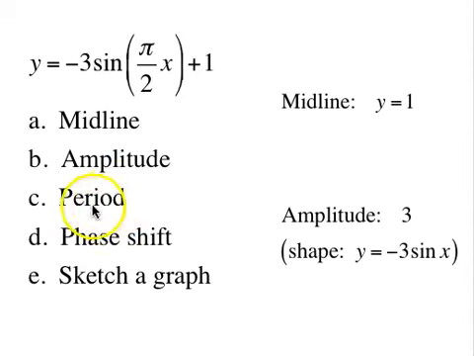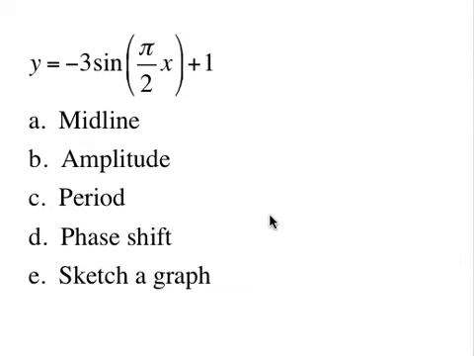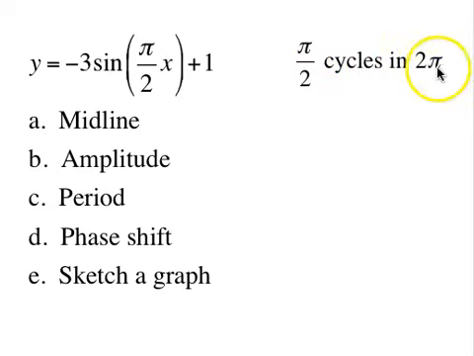Now the period is the interesting thing to look for. The period is based on this multiplier of x, sometimes called little omega. It looks like a W. This tells me how many cycles I get in 2 pi. So this pi over 2 multiplier tells me I'm going to have pi over 2 cycles in 2 pi. But I need to see what 1 cycle will be, because the period is how long it takes to complete 1 cycle. So I've got to multiply both of these numbers by the same thing. I want to turn pi over 2 cycles into 1 cycle. Multiply by 2 over pi here, so multiply by 2 over pi there.